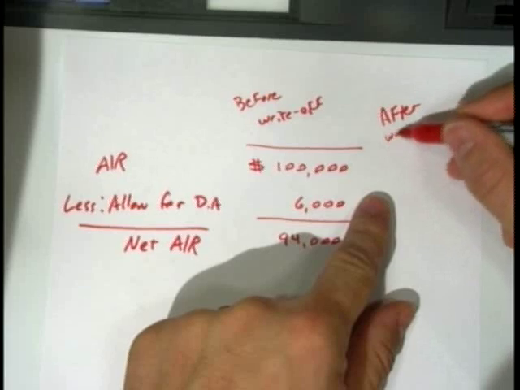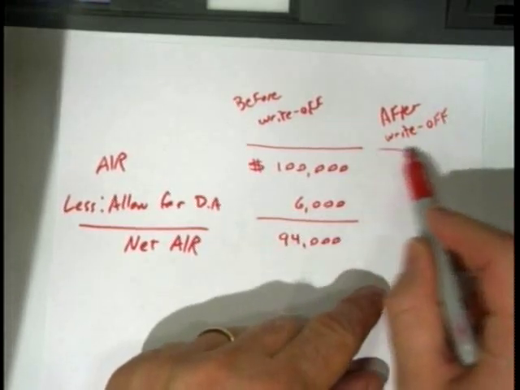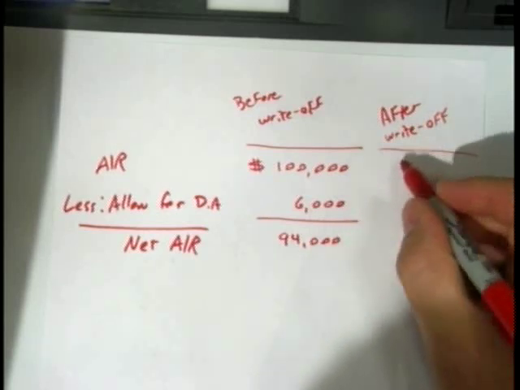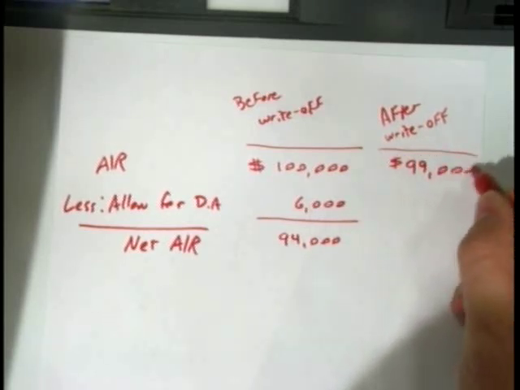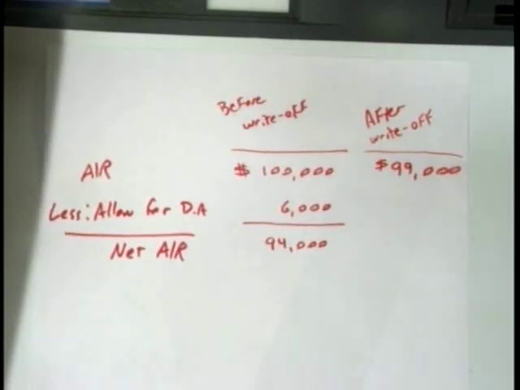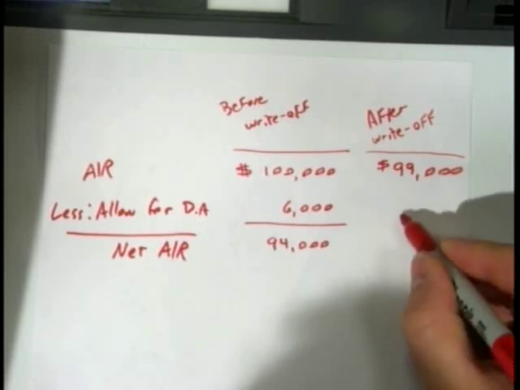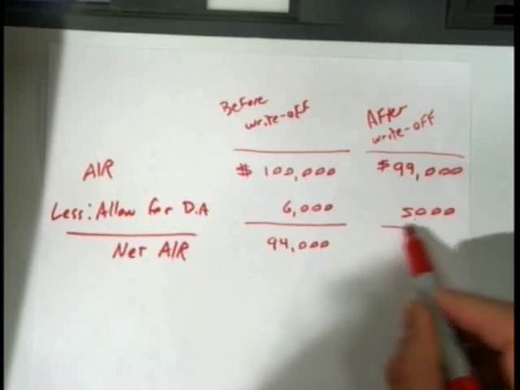After the write-off, AR decreased by 1,000, right? Correct? And allowance for doubtful accounts also decreased by 1,000, didn't it? Right? So this is now $5,000? So what is our net AR?